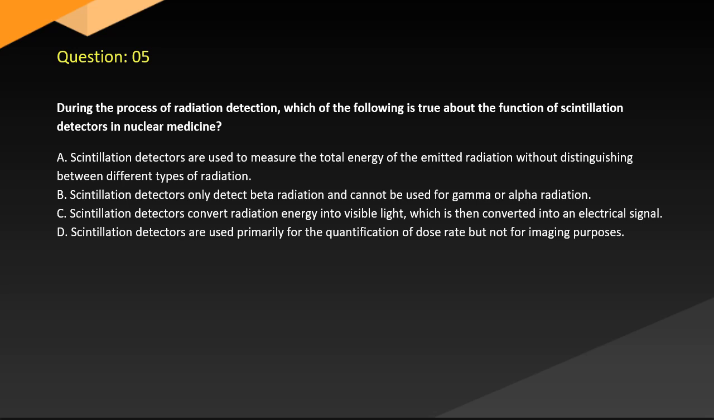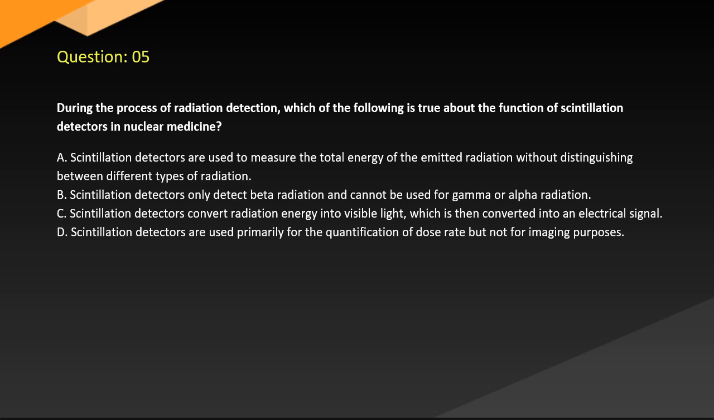Question 5. During the process of radiation detection, which of the following is true about the function of scintillation detectors in nuclear medicine? A. Scintillation detectors are used to measure the total energy of the emitted radiation without distinguishing between different types of radiation. B. Scintillation detectors only detect beta radiation and cannot be used for gamma or alpha radiation.